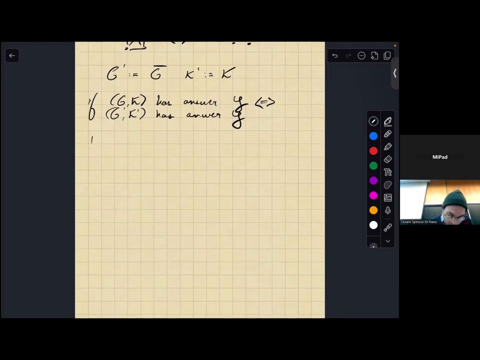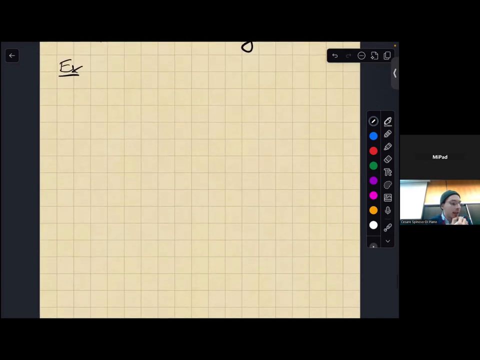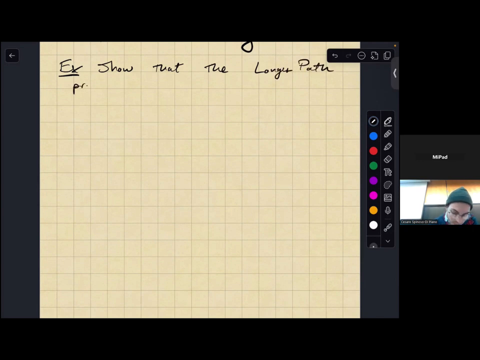So this other example is a bit more related to the assignment because it has to do with paths in a graph, which is directly connected to Hamiltonian paths. In this other example, we want to show that the longest path problem is NP-complete.